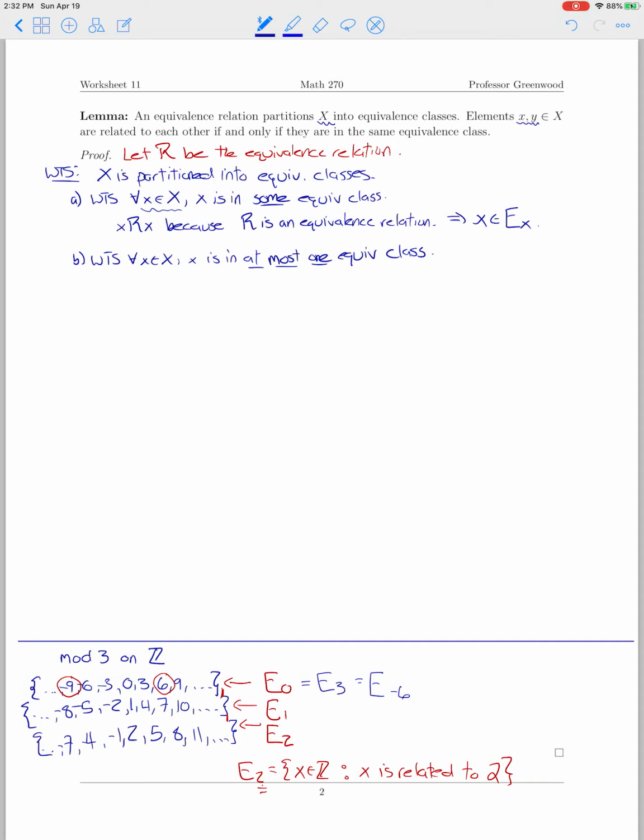Okay, for the next part of the proof, we want to show that x is in at most one equivalence class. And so in order to do that, we'll assume that x, for some element in our big set, is inside two different equivalence classes. And now the goal is to show that these two equivalence classes are equal to each other. And so these equivalence classes are sets. And so now we're trying to show a set equality.